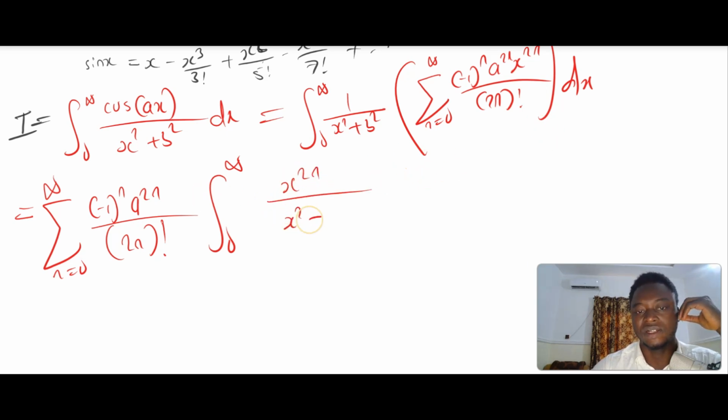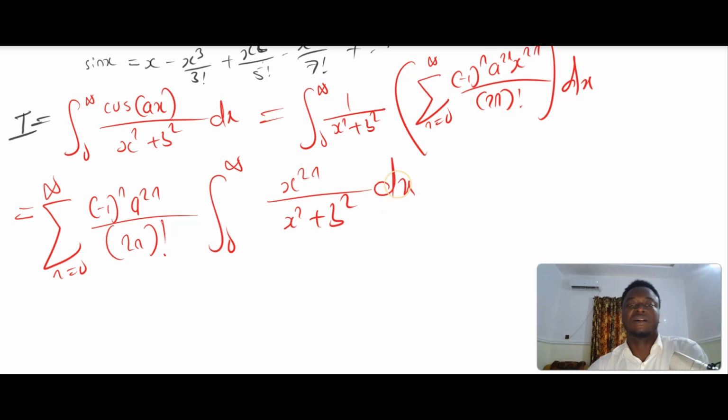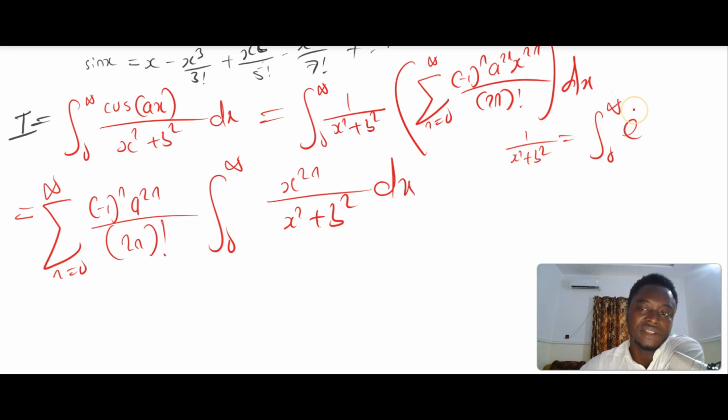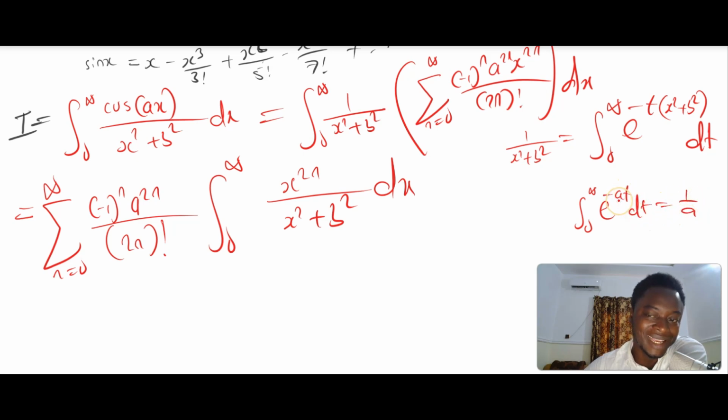So you have x squared plus b squared, dx. Now we are making some progress. What we're going to do is notice that 1 over x squared plus b squared is actually equal to the integral from 0 to infinity of e to the negative t times (x squared plus b squared) dt. Because if you calculate the integral from 0 to infinity of e to the negative at dt, you would have 1 over a. So in this case we are replacing the a by all of this. That is the trick here.